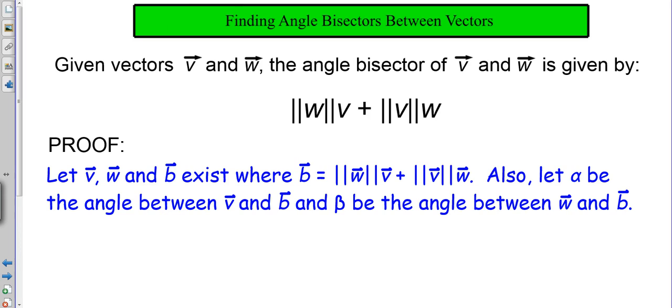All right, guys, in this video, we're going to look at finding the angle bisector between two vectors. And in general, we can actually use this nice simple formula in order to find the angle bisector.